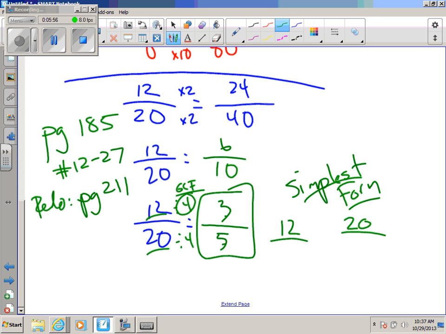Page 211, through 15. It was out of 12, right?